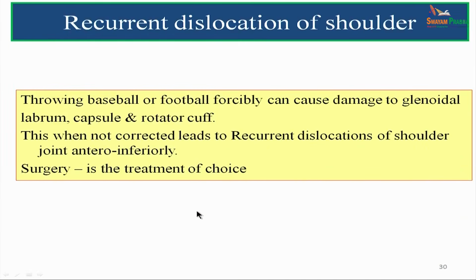Recurrent dislocation of shoulder in sport activities such as throwing baseball or football forcibly can cause damage to glenoidal labrum, capsule and rotator cuff of the shoulder. When this is not corrected properly, it can result in recurrent dislocations of shoulder joint anteroinferiorly, as we all know that there is lack of support in the anteroinferior aspect of shoulder joint. Surgery would be the best mode of treatment for this condition.